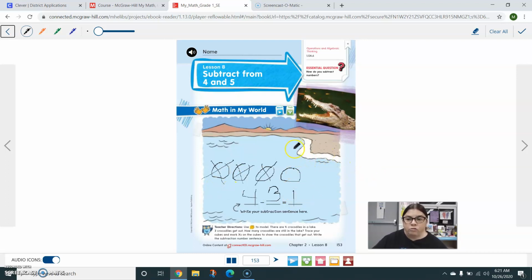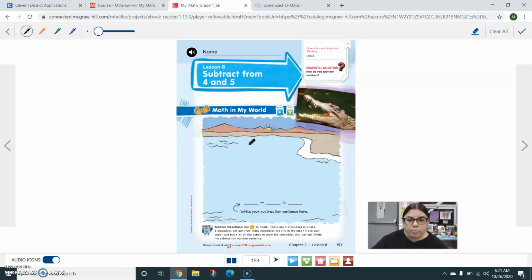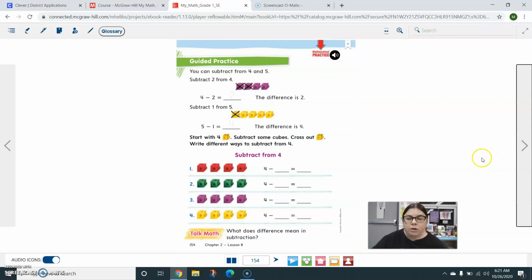You could have put your counters down and then taken them away. You should have traced your counters at least. You could have drawn your own picture. I want a picture here, but you could also do 4 take away 3 equals 1. Use your fingers too. All right, let's keep going. Just want to remind you that this is a video, so please feel free, if you're a little confused, to pause the video, do some more practicing, and then play the video once you're ready to go.